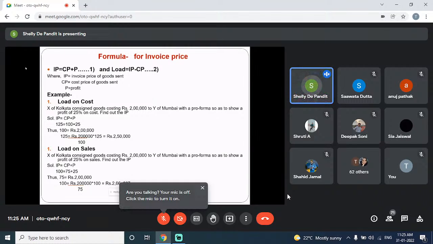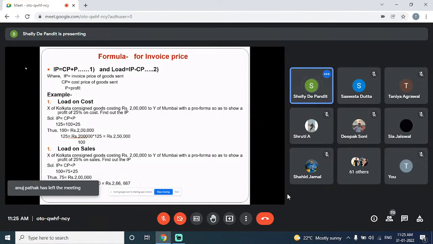So what was written in the previous example is changed in the current example, that is 25% on sales. So the formula is the same: IP is equal to CP plus P. What is my P? My profit given in the sum is 25, so I have written 25 below P. Now, concentrate, the load is added on what? On sales. Here it is on sales.